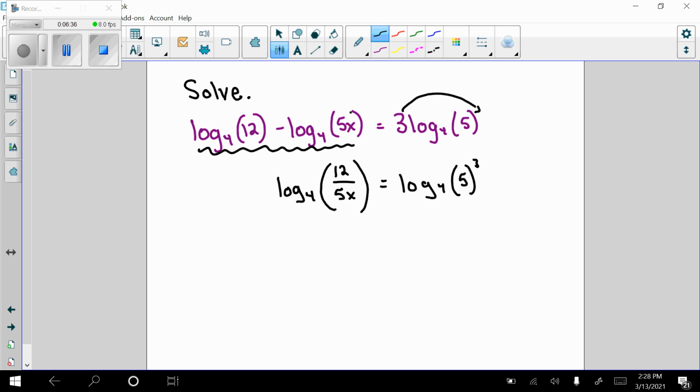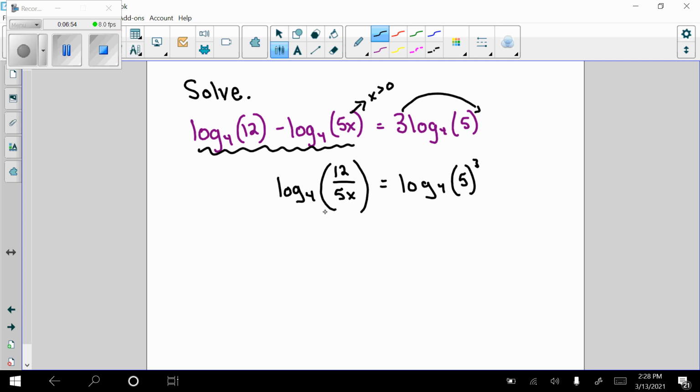So here I know my domain of this logarithm has to be greater than 0, so x has to be greater than 0, which kind of makes sense for my denominator down there. I know x can't be 0. So always look at your logarithm first and determine your domain.